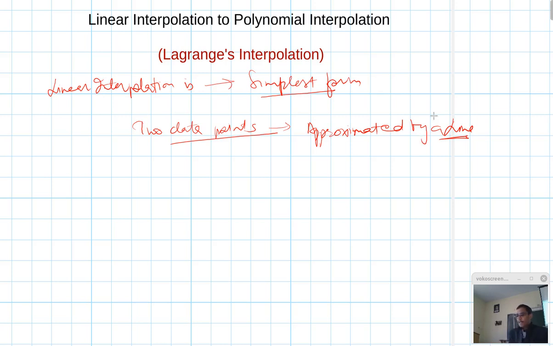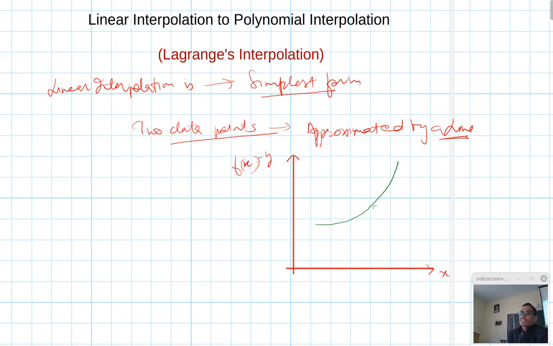So let us draw a diagram. Suppose I have an x-axis and then a y-axis, and this y is nothing but equal to f of x. So in general, when we do certain experiment, data is not linear. Data is non-linear. So in general, the trend of data may be like this. Actual data will be like this.